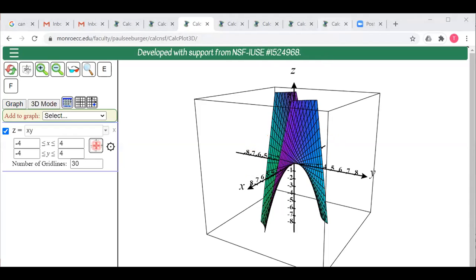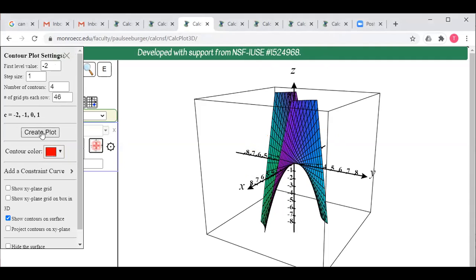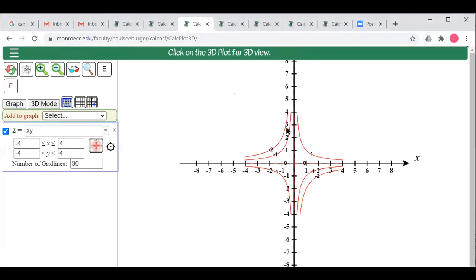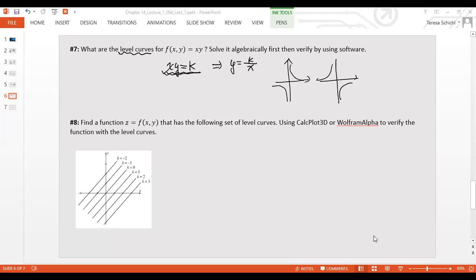Now let's take a look here. That's why you see the level curves. Let's plot the curves. When x is negative and positive, some of the curves go here and some go here, right? That's what the level curves look like. That's pretty cool. All right, so now let's go back to our PowerPoint.